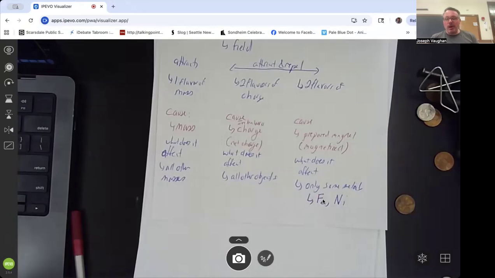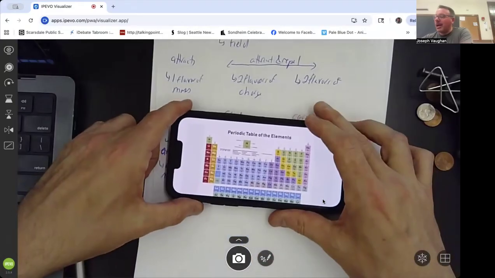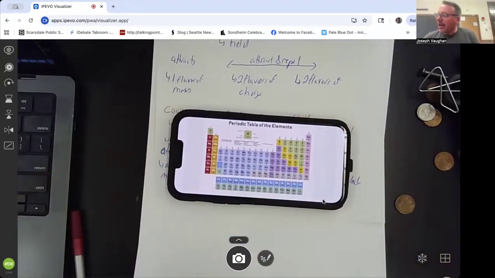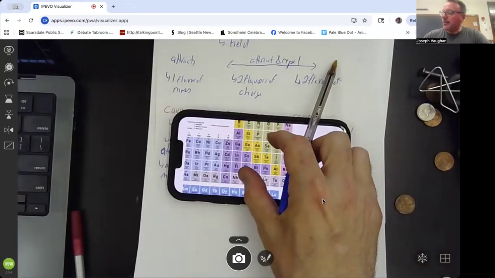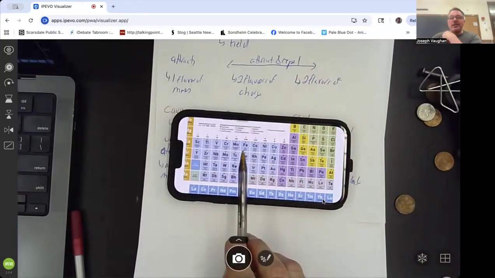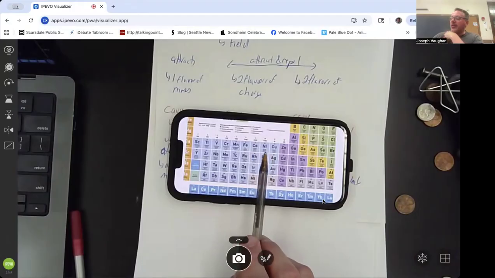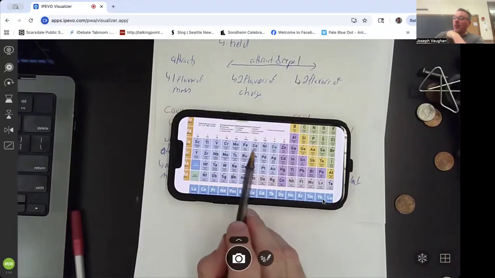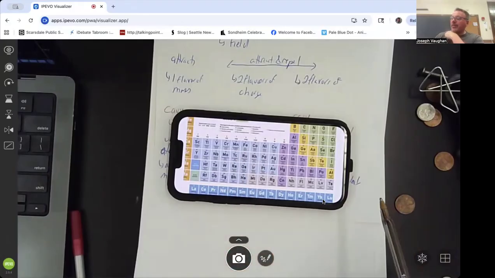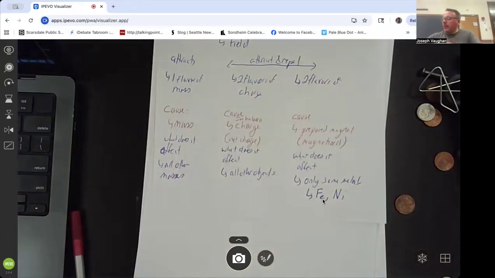So the reason why I'm looking down is I'm trying to pull up on my phone a copy of the periodic table. Okay. So we said nickel, excuse me, let me blow that up. Iron is there, nickel is there, and then right in between them, what's that? That's cobalt. Cobalt is another metal that would affect them. Okay, great. So there we go.